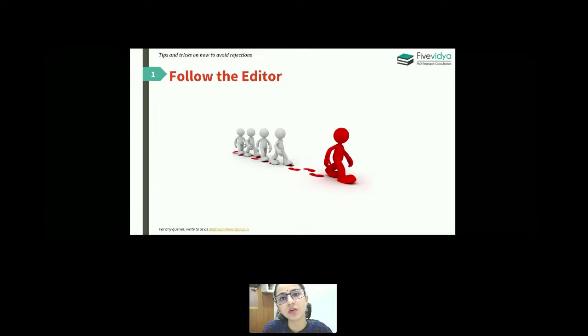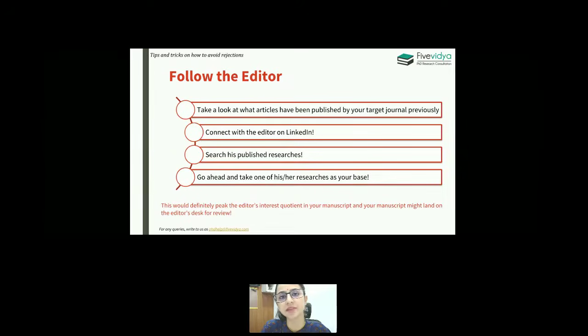First point, which all you scholars can keep in mind, is that you should follow your editor. Here, what I mean is that before starting with your manuscript, you can take a look at the articles of the journal you are targeting. By this, you will get an idea of the guidelines which your target journal is adhering to, the formatting guidelines, and the other things. And after that, you can also go ahead with taking one of the research papers, one of the articles of your editor, as a base paper.